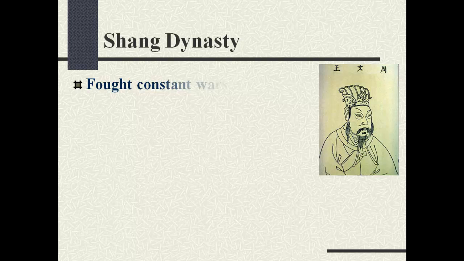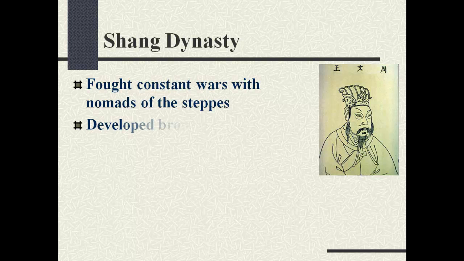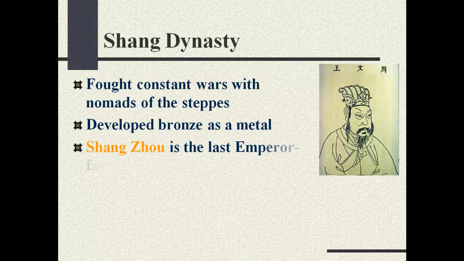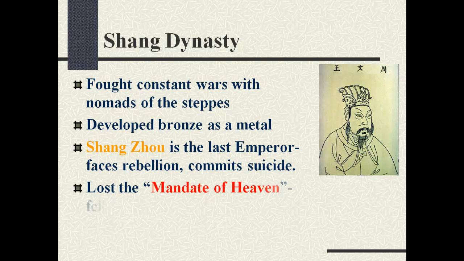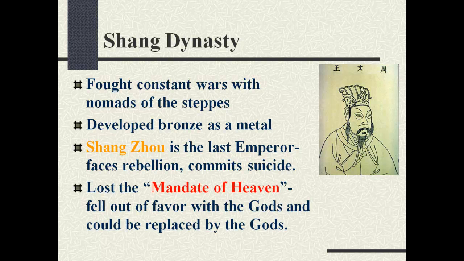Now we have the Shang dynasty. They fought constant wars with nomads of the steppes to develop bronze as a metal. Chang Chao is the last emperor that faces rebellion. He commits suicide. He lost the mandate of heaven and fell out of favor with the gods and could be replaced by the gods. The mandate of heaven is an idea where an emperor's rule is validated or invalidated.